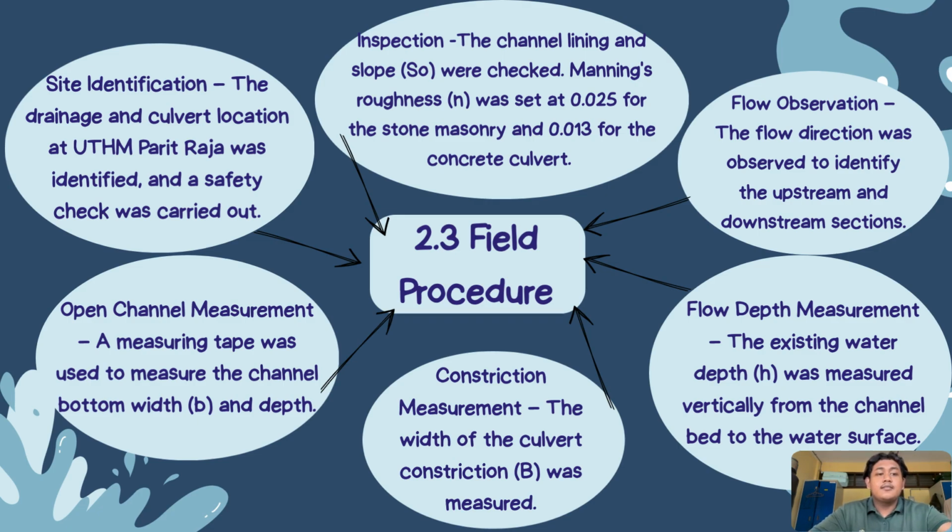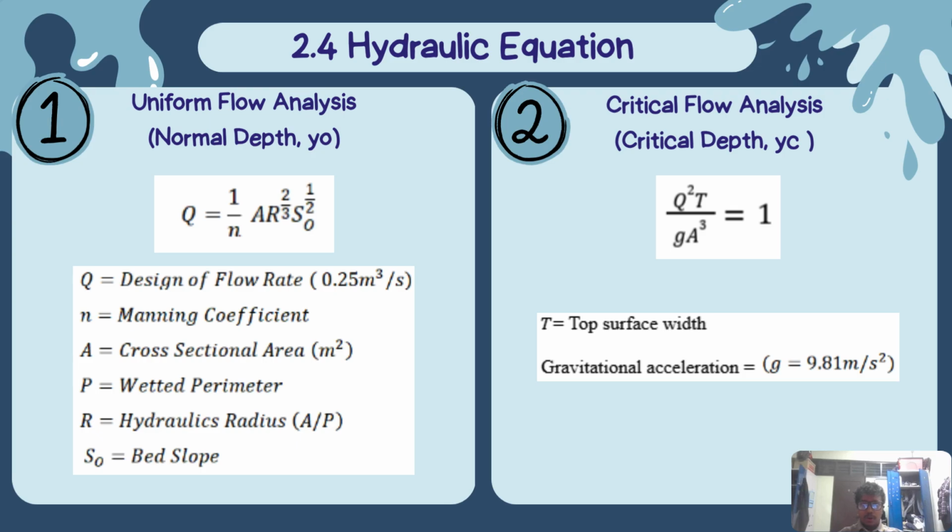Alright. Now I'm going to talk about the hydraulic equations. The uniform flow analysis, normal depth Y0. The formula is Q equals 1 over n A R^(2/3) S0^(1/2). Q is the design flow rate, 0.25 cubic meters per second. n is the Manning coefficient. A is the cross-sectional area in square meters. P is the wetted perimeter. R is the hydraulic radius, A over P, and S0 is the bed slope.